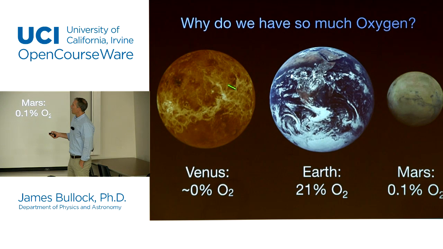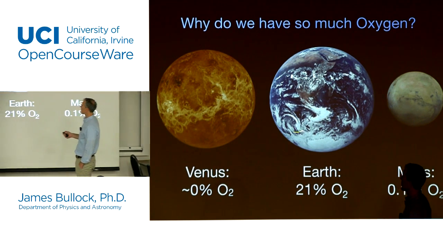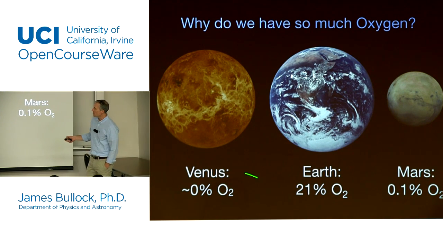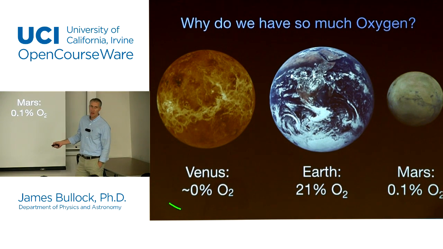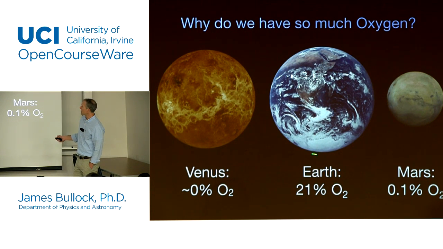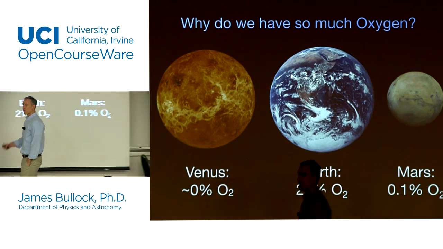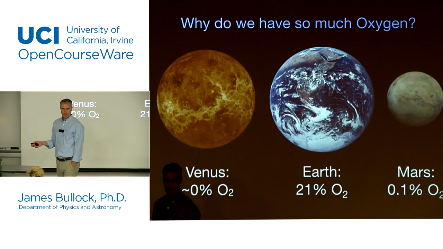So, if you look at the atmosphere of Venus, even though Venus is very similar to Earth in many ways in terms of its mass and its relative distance to the sun, it's not that much different in distance from the sun, etc. Venus has basically 0 oxygen in its atmosphere. The Earth has 21% oxygen, as we've talked about before. And if you go back to Mars, again, almost no oxygen. So the question arises, why do we have so much oxygen?